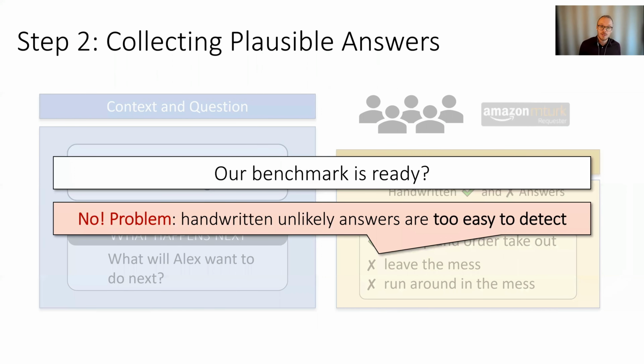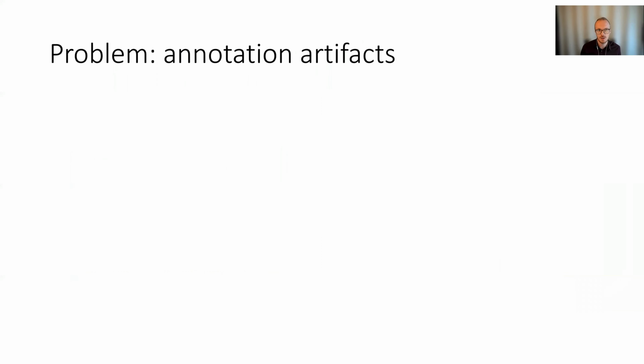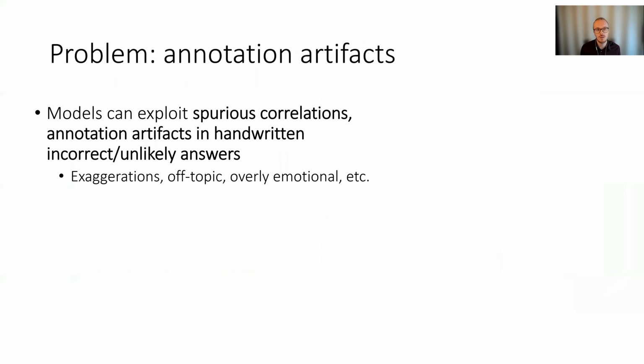Unfortunately, that's not true. There's still the problem that handwritten unlikely or incorrect answers are too easy to detect. And this is because of this big problem of annotation artifacts. We know from previous research that models can exploit spurious correlations or annotation artifacts in the handwritten incorrect or unlikely answers. And these answers tend to be a little bit more off topic. They look wildly different from the correct answers sometimes. They can be overly emotional. They can be much more exaggerated, things like that, because there's different levels of how wrong you can be, and there's fewer levels of how correct you can be.